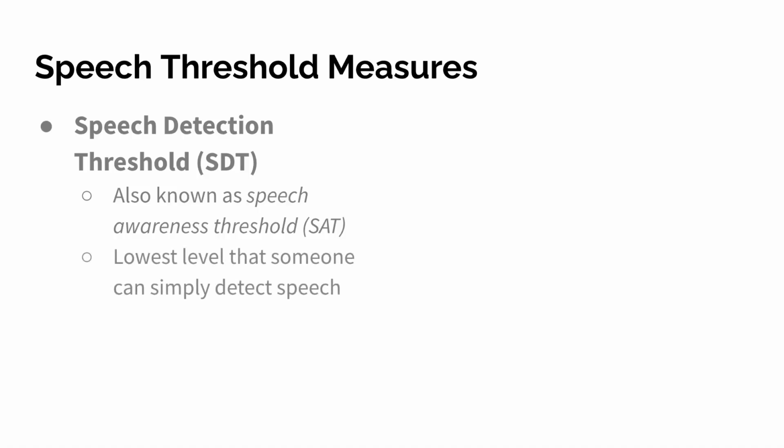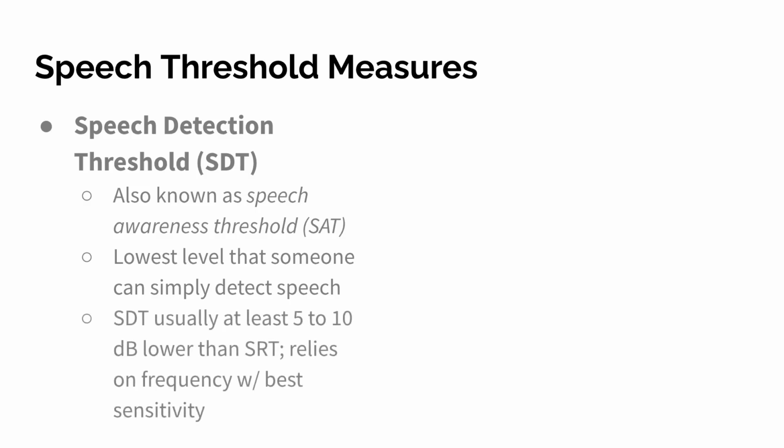This is the lowest level at which someone can simply detect the presence of speech, like pushing the response button when they detect the presence of speech. It's usually at least 5 to 10 dB lower than the SRT. It relies on the frequency with the best sensitivity.